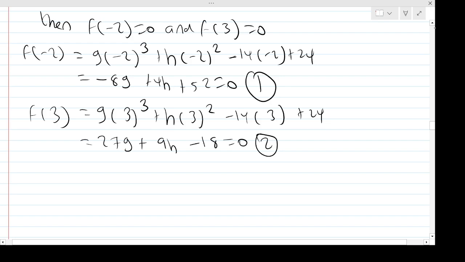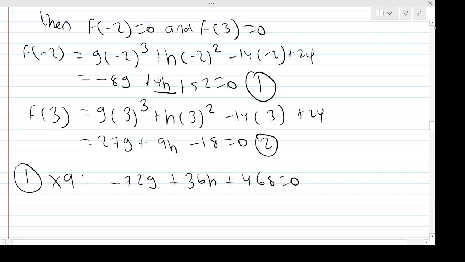So we're going to match the coefficients of h, so I need to scale both equations. I'm going to times the first one by 9 to match the bottom one. So times the first equation by 9, I get minus 8 times 9, which is minus 72g. And then plus 4h, 9 times 4 would be 36h. And then plus 52 times 9 is plus 468 equals 0.